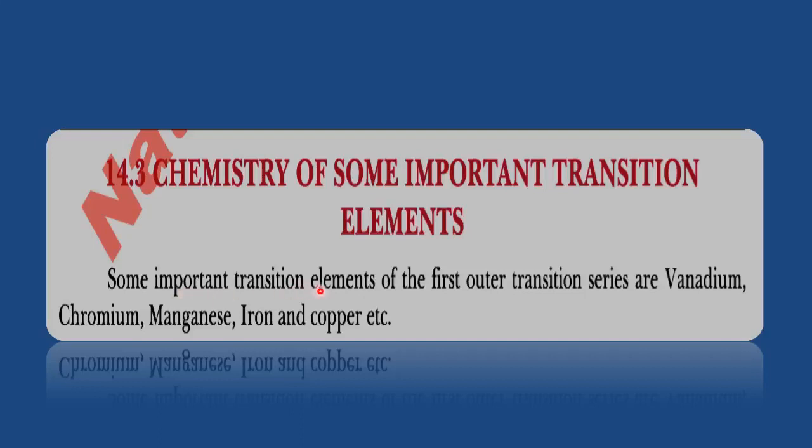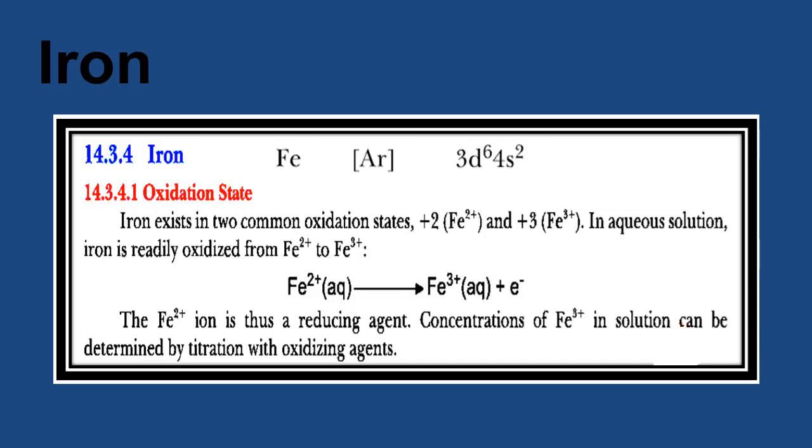The most important transition elements of the first outer transition series are vanadium, chromium, manganese, iron and copper. Today we are going to discuss the chemistry of iron and copper. Students, first of all we are going to discuss iron. Iron has an atomic number of 26.